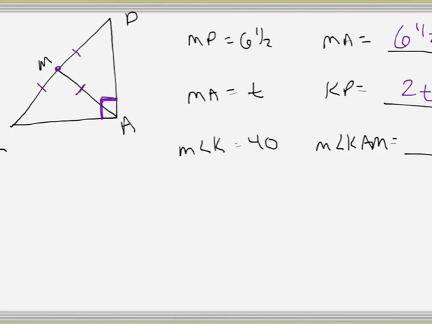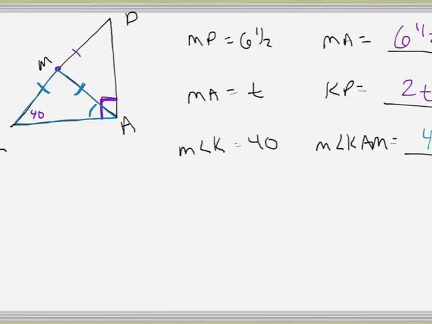If angle K is 40, how big is angle KAM? 40. Why? Isosceles triangle theorem. We have a little isosceles triangle right here because we have 2 sides that are marked as the same. So that means 2 angles will be the same as well, and that one will be 40.